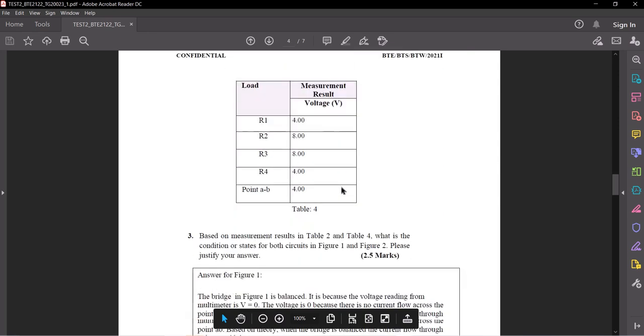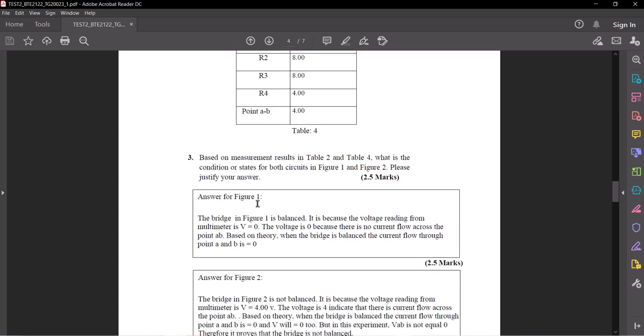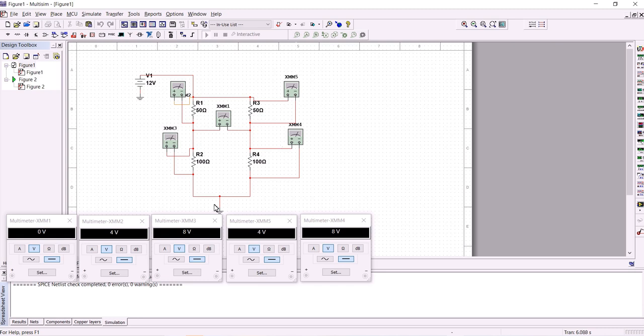Okay, correct. Next, based on the measurement results in table 2 and table 4, what is the condition or state for both circuits in figure 1 and figure 2? Please justify your answer. So, based on figure 1, we can see that the voltage across A and B is 0.